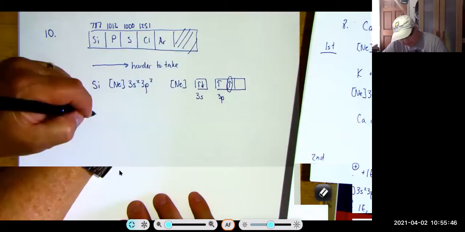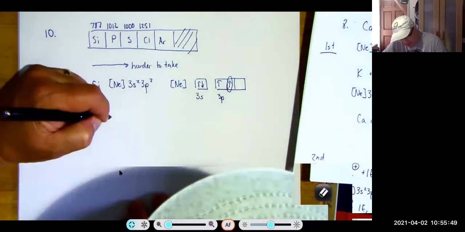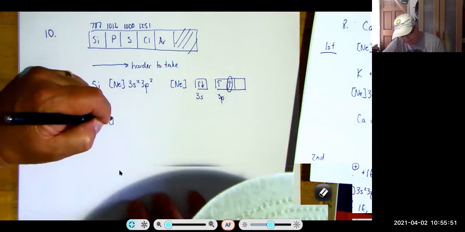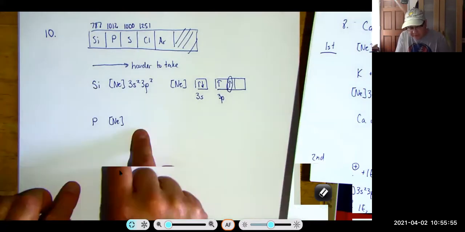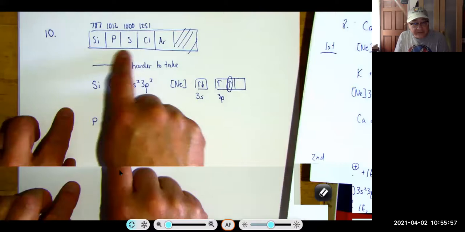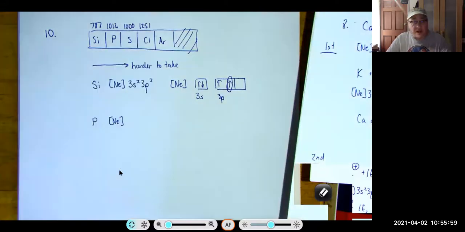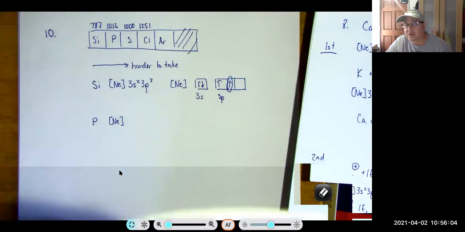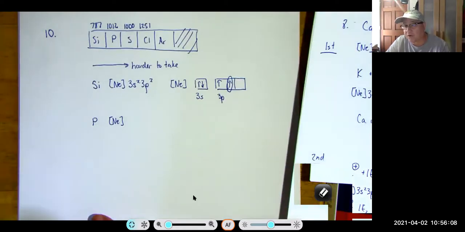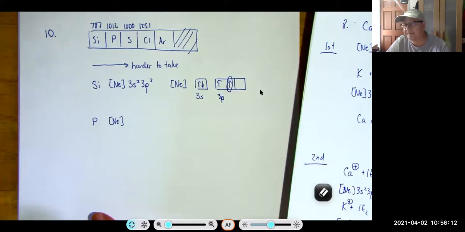Okay, let's do the same for phosphorus. And here's what I want you to do for me. I want you to get the electron configuration of each of these remaining 3, and I want you to write the orbital box diagram. And then I want you to circle the electron that you're taking. I'm going to pause the recording. When you're done, let me know and I will resume the recording, okay?